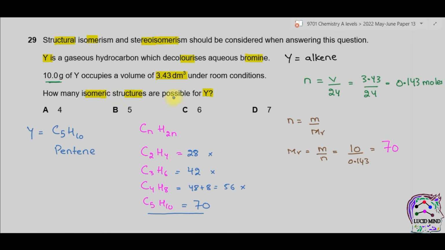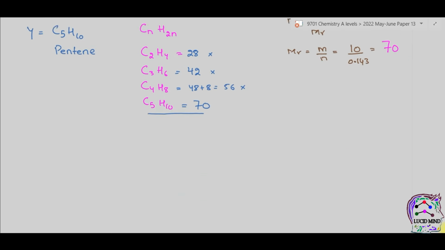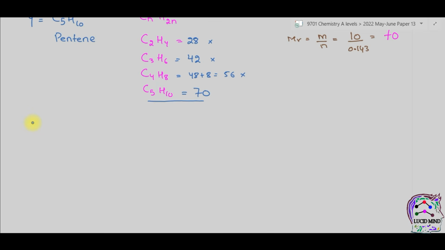Now it says how many isomeric structures are possible for Y. Let's draw isomeric structures. The first one, we have 1, 2, 3, 4, 5. So this is pent-1-ene, and with double bonded carbon we have similar hydrogen atoms, so only one isomer is possible. The trans isomer is not possible. Then we can change the long chain. The long chain was of 1, 2, 3, 4, 5 carbon. Now we can make it 4. 1, 2, 3, 4.